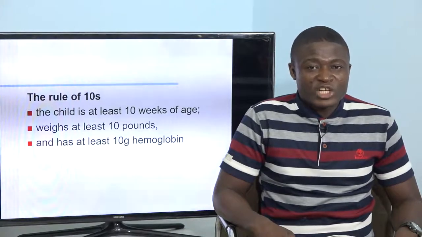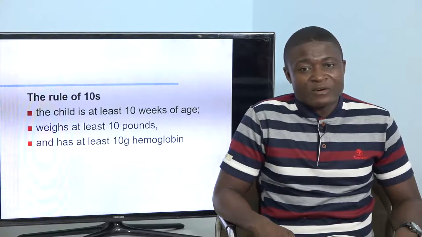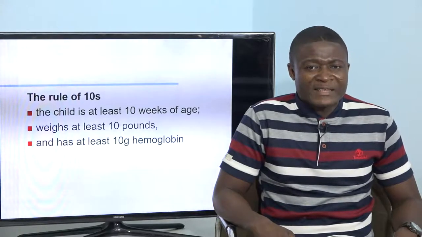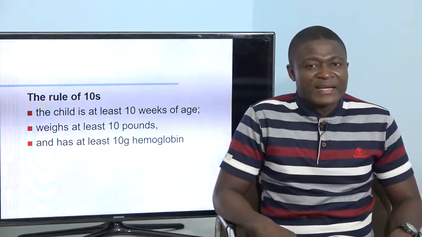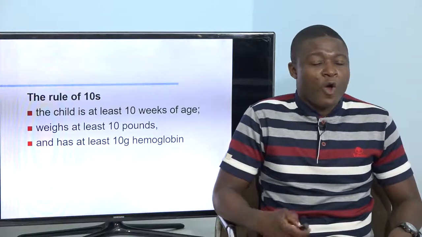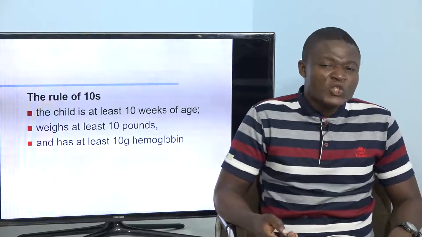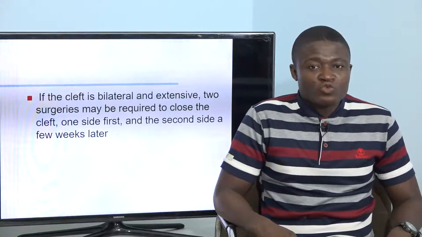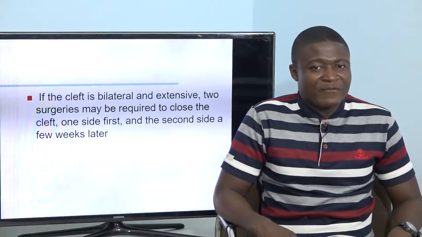The rule of tens means that the child is at least 10 weeks of age, the child weighs at least 10 pounds, and the child has at least 10 grams per deciliter of hemoglobin. So the rule of tens has 3 components. If the child lacks in any of these, you don't subject him or her to the surgical repair. If the cleft is bilateral and extensive, 2 surgeries may be required to close the cleft. One side first, and the second side a few weeks later.